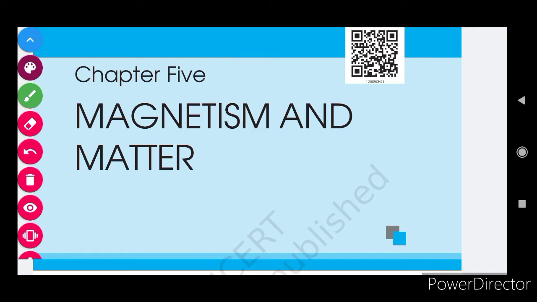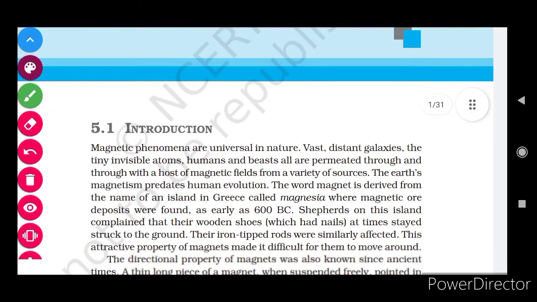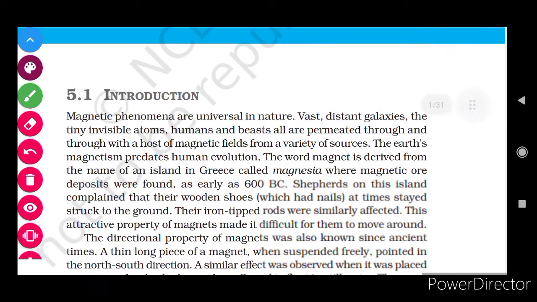Magnetism and Matter. I will explain the chapter in English, so this is going to be an English video. We'll start with the first paragraph, which is the introduction paragraph. As you know, in this channel I read the NCERT and then explain the line by line meaning of NCERT.